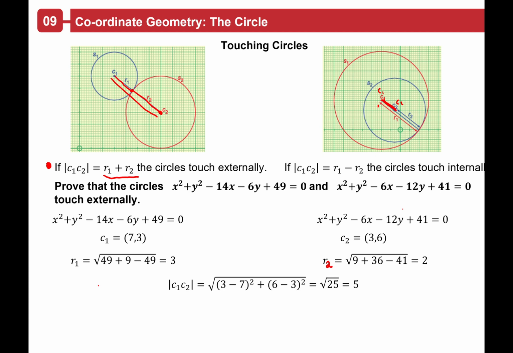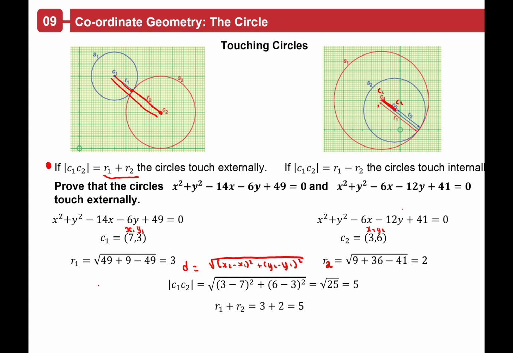I now need to find the distance between your centers. Let's call our points x1, y1 and x2, y2. Using our distance formula, the square root of x2 minus x1 squared plus y2 minus y1 squared gives us the square root of 3 minus 7 squared plus 6 minus 3 squared. This is equal to the square root of 25, which gives us 5.